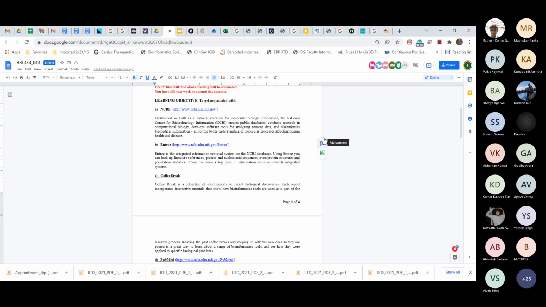Next is Entrez. Entrez is an integrated information retrieval system for NCBI databases themselves. With Entrez, you can look at literature, so different kinds of papers and references. You can look at protein and nucleic acid sequences, so DNA and proteins, and even protein structures and population statistics in terms of how these protein structures might differ between different populations. This Entrez system is more like a query. It's the first interface that you see to retrieve information from NCBI.